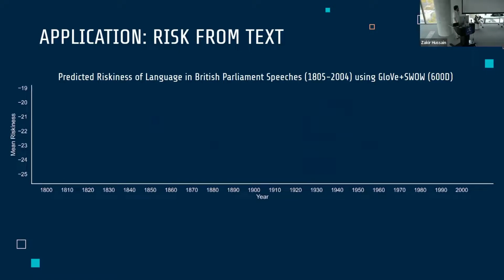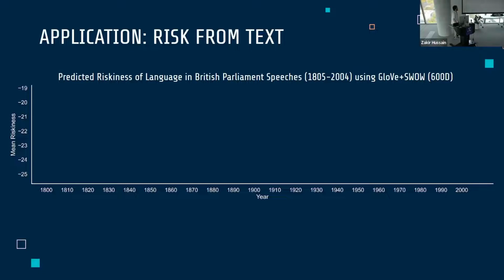So we decided to try a sort of proof of concept of whether this could work by going through every word that's been said in British Parliament speeches between 1805 and 2004. And it turns out that British MPs seem to love making speeches. So there were like millions of speeches to go through, which was quite fun to code, and it required a bit of optimization. We tried with GloVe, SWO, and just GloVe as well.